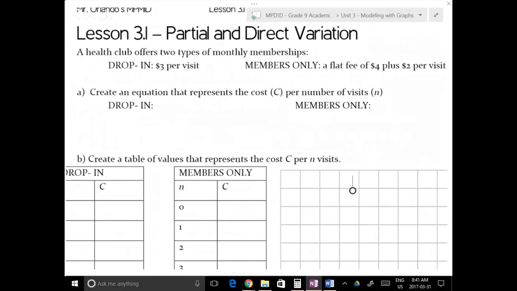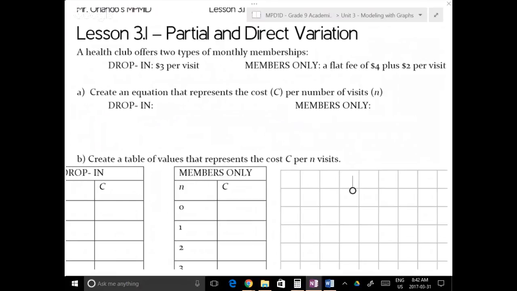I want you to imagine a health club, like a gym, with two ways you can go. You can either pay $3 every time you make a visit. That's on the left. Or on the right, a flat fee of $4. What's that mean, flat fee? Yeah, $4, no tax, nothing like that. The fact that it's a flat fee means every month I pay that. If I don't visit, do I pay that? If I go 30 times, do I still have to pay that $4? No matter what, you pay the $4.